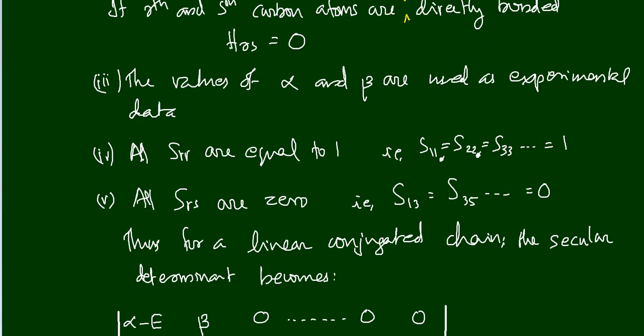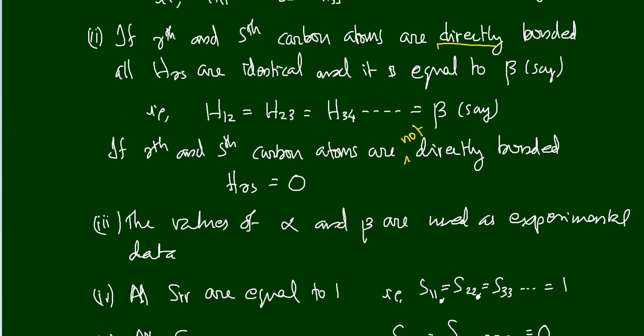And all SRR are equal to 1, means S11 is equal to S22 is equal to S33, etc. is equal to SNN, that is equal to 1. But you have to remember that all the SRS are 0 if R and S are different, means S13 is equal to S35, etc. is equal to 0. Okay. So these are some of the drastic approximations that we have to consider.